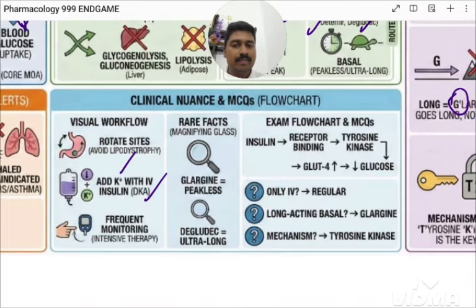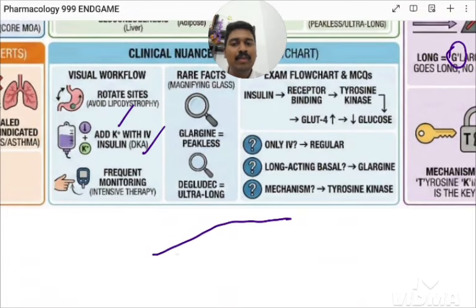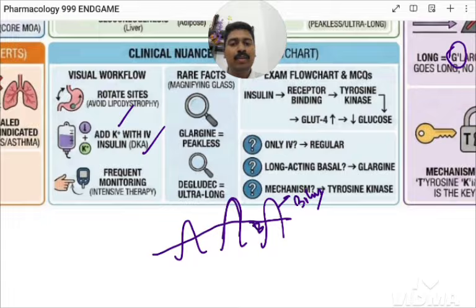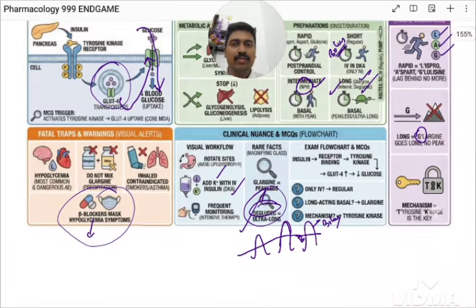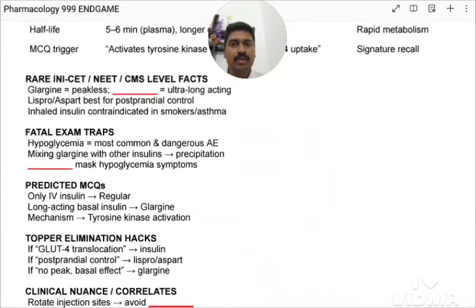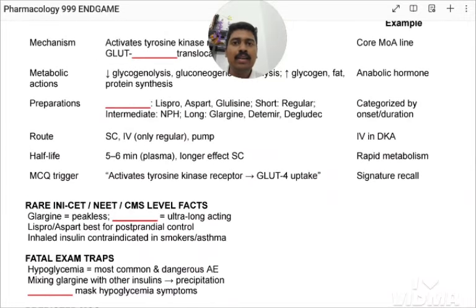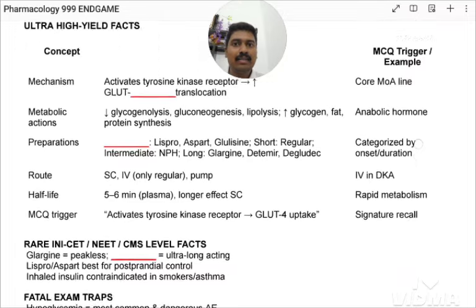Next, glargine is peakless because it is long acting, so there is no peak. It will go like a basal. Then you will have 3 peaks like this for a bolus regimen. This is the basal and this is the bolus. And the ultra long acting, the longest acting, is degludec. There shouldn't be any confusion regarding insulin. It's a very important question from OBG, pediatrics, medicine and pharmacology.